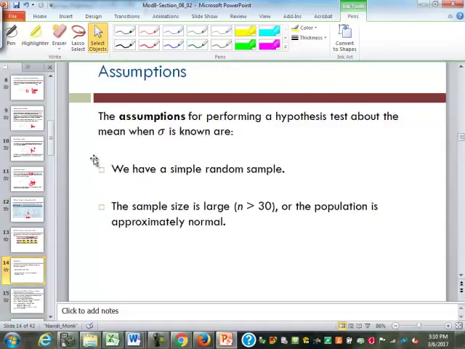So the assumptions: we have a simple random sample, and either the sample size is greater than 30 or the population is approximately normal. So if we don't know that the population is approximately normal, we have to have a sample of at least 30 or more.